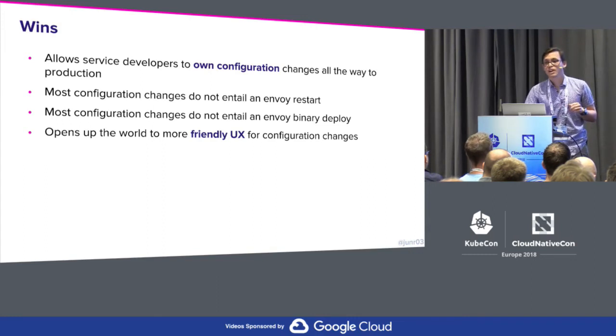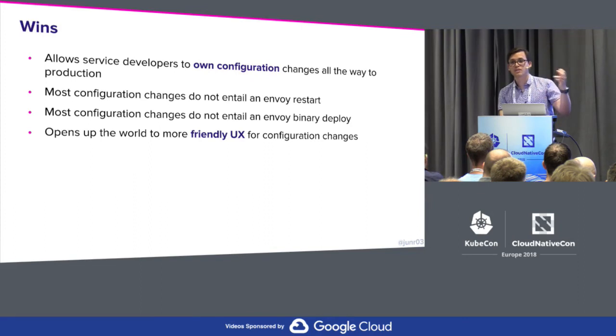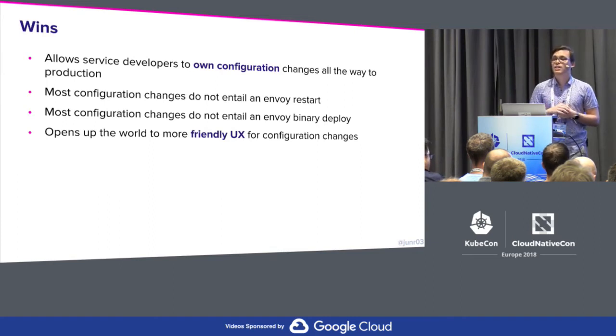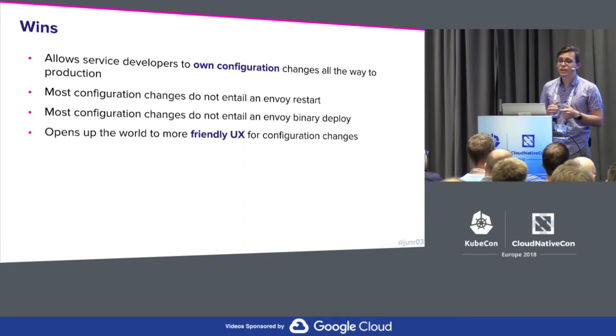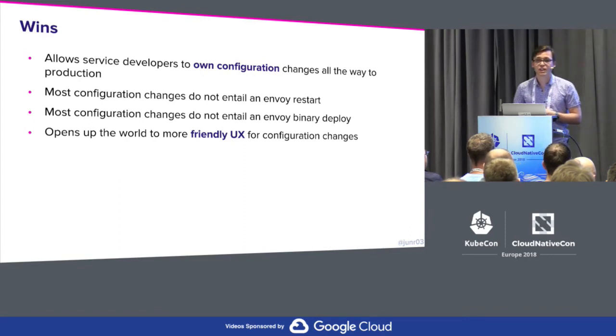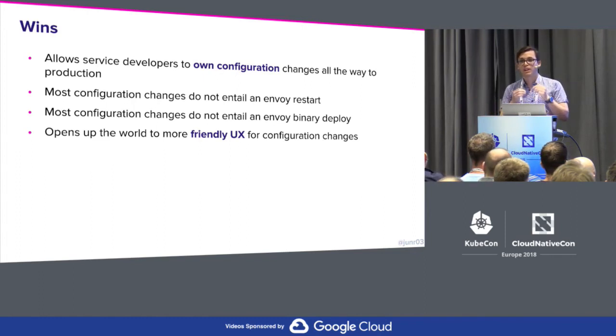This is important because, as I was talking about before, the velocity of configuration changes for the control plane is much higher than the velocity of deployments for Envoy code changes. So it's important to allow service developers to move as fast as possible without compromising the reliability of our system. And lastly, it really opens up the world to more friendly user interfaces and user experiences for our service developers. They don't need to touch giant JSON blobs, but they can make really specific changes into the system.